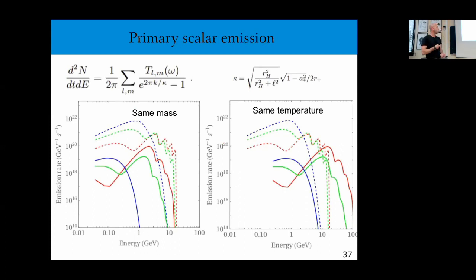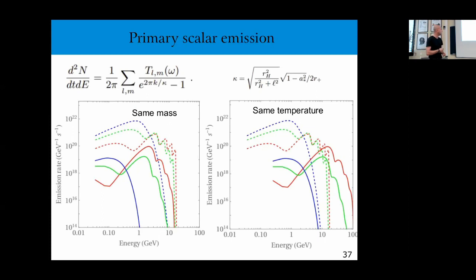It is possible to calculate the primary emissivity of a scalar particle with the formula I showed you before. And to calculate for two black holes, in this case, for different spin in blue, green, and red, starting from 0.9 and 0.99, the extremal value of the spin parameter of the black hole, for a Kerr solution in dotted line, and for a Kerr black bounce in solid lines.